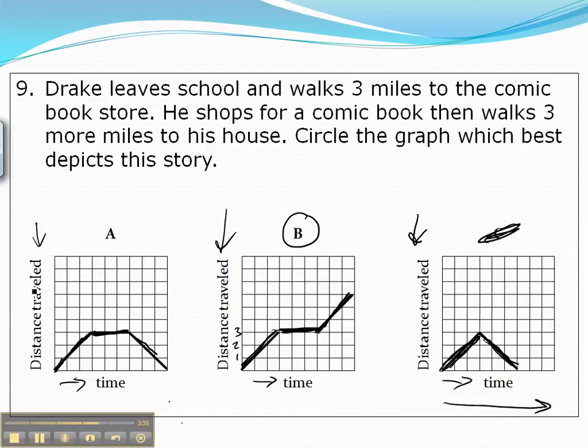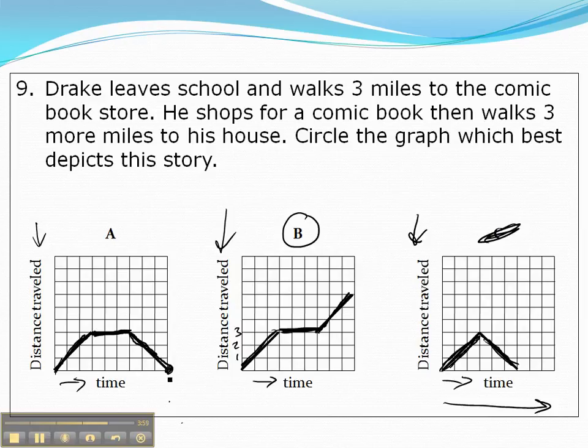Had the axis been labeled distance from home, something like that, then A would be correct, because he would walk 3 miles away from his house, then he would be at the comic book store for a while, and then he would walk 3 miles home, so the distance from his home would decrease until he got back home, which would be 0 distance from his home.